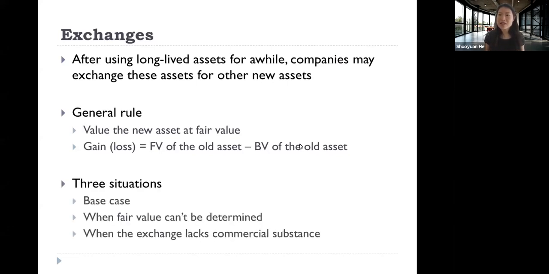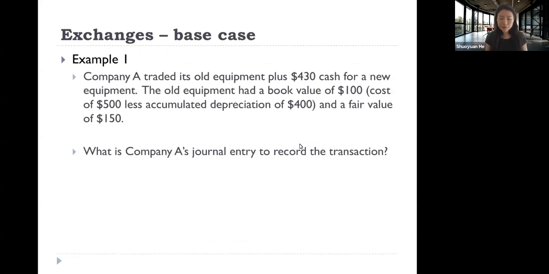A base case situation, which is the most basic, simple situation. Sometimes the fair value cannot be determined. What do we do in this situation? And when the exchange lacks commercial substance, what do we do? So what is commercial substance? We're going to talk about it in a minute. But first of all, let's look at the base case situation.